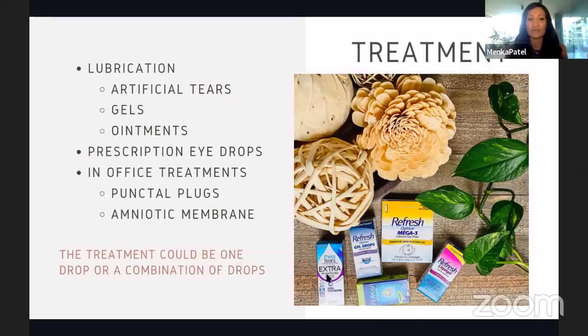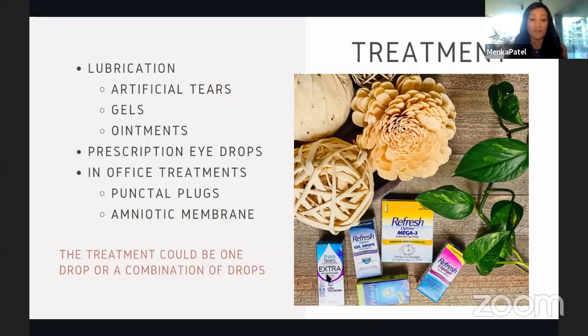But there are two different types. There's plugs that are temporary, and there are plugs that are a little bit more permanent. The temporary ones can stay there from 3 to 6 months. The more permanent ones can stay there for a year or even longer. So several options, and it kind of just helps keep the tears around.